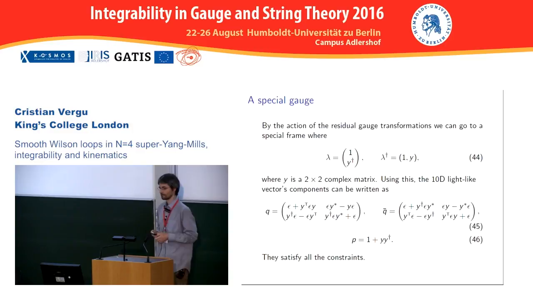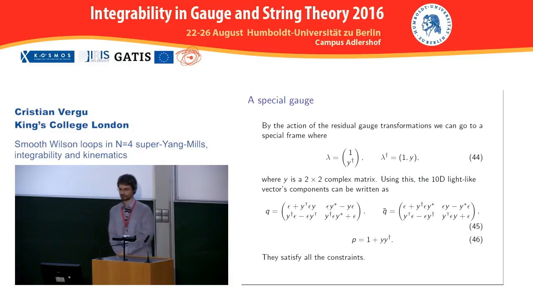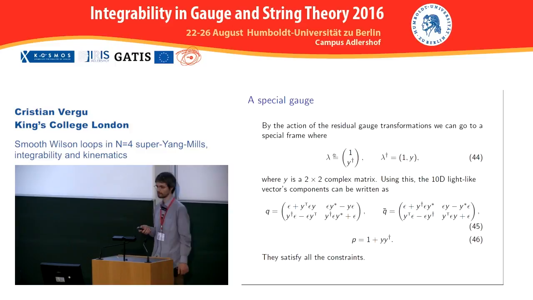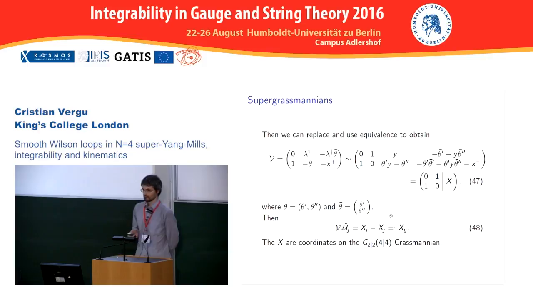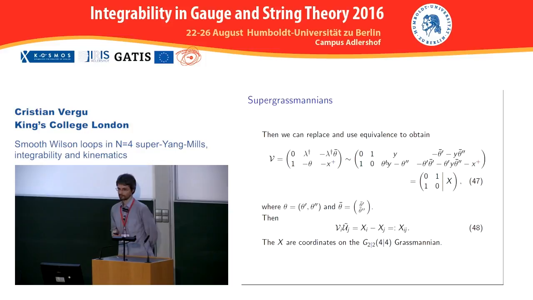Okay. So now I want to go to a special gauge. So remember, there's a right action on these objects. And I can use this right action to make identity here, and also for the dagger. And then if I plug in the expression for Q and P, I get these expressions. And it turns out they satisfy all of the constraints, as they should. And then I can rewrite the Vs that I had, up to, again, an equivalence by a right action. And I get this matrix.